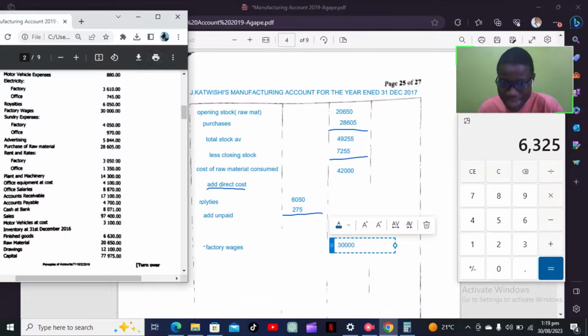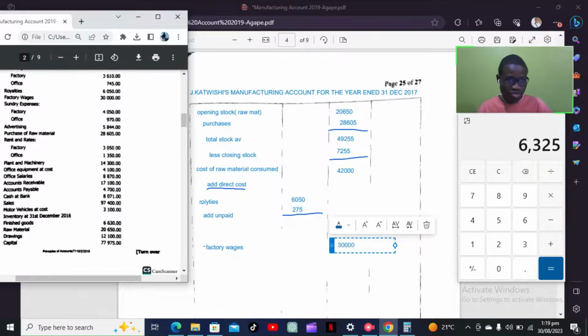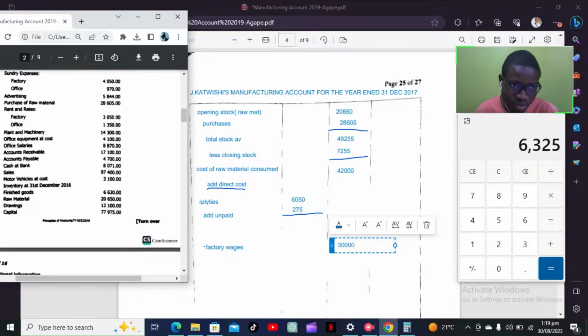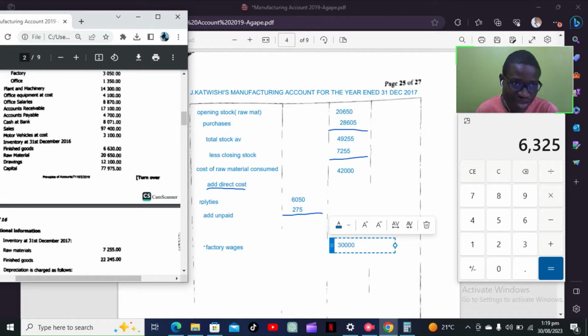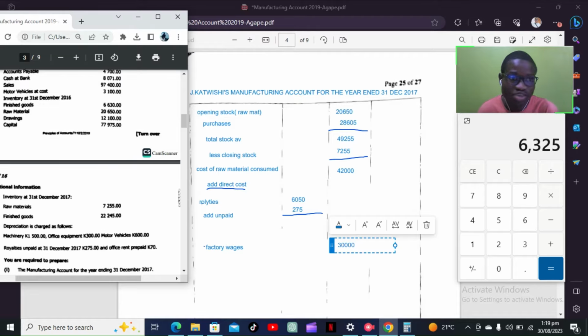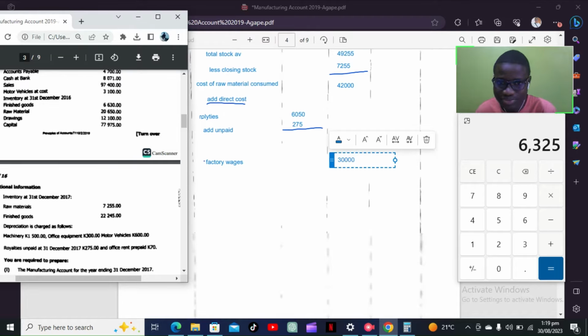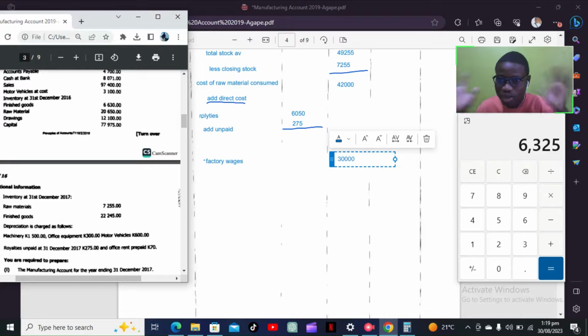Do we have any other cost here? So when we look at our question, there isn't. That was our last direct cost. So we're going to add this. Simply, the issue of adding in this account, don't stress yourself overthinking and everything. Just look for a direct cost and your indirect cost. That is it. Then you're on the right track to actually balancing your manufacturing account.